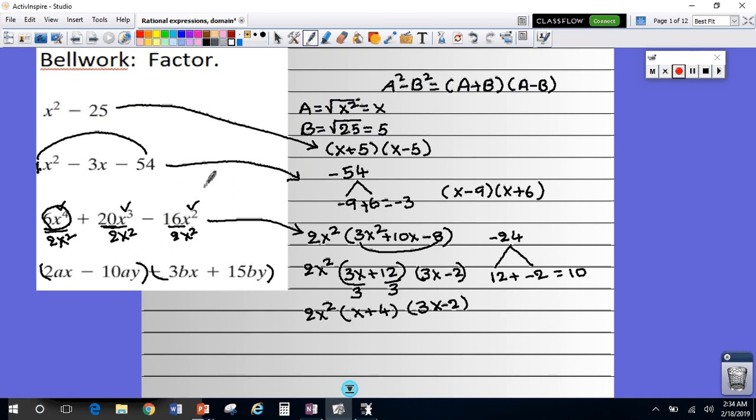The greatest common factor that goes into both of these two is 2 and the variable is a, right? So here also 2 and a. So I can write this one as 2a times x minus 5y, right?